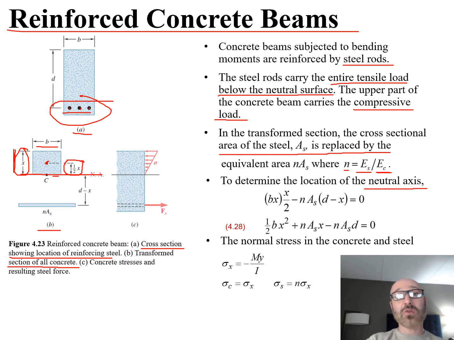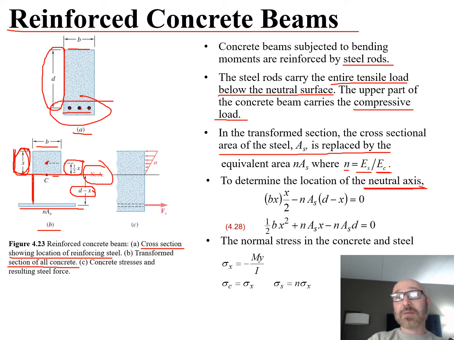And this distance from the neutral axis down to the area of the steel, for the concrete in the bottom, is going to be d minus x, where d is the total distance from the rebar to the top surface, minus the value for x. So that would be the difference to get this distance. With those variables, we can determine the location of this neutral axis.